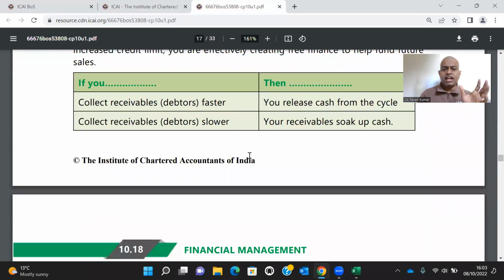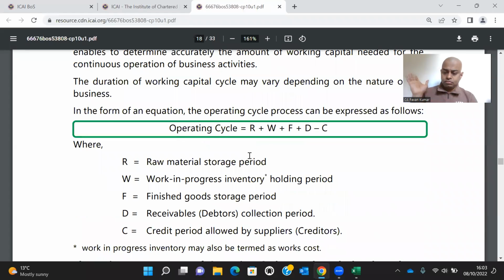So we are not discussing theory straight. I am taking you to the formula. Write down: operating cycle is equal to R plus W plus F plus D minus C. Write this in your notes.